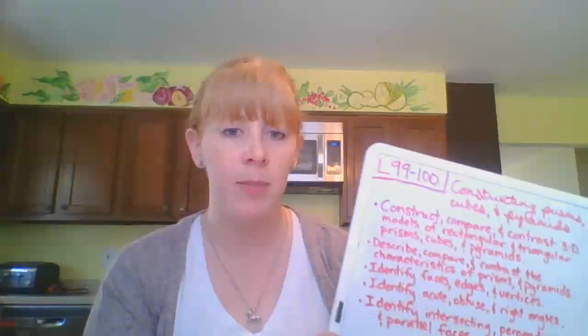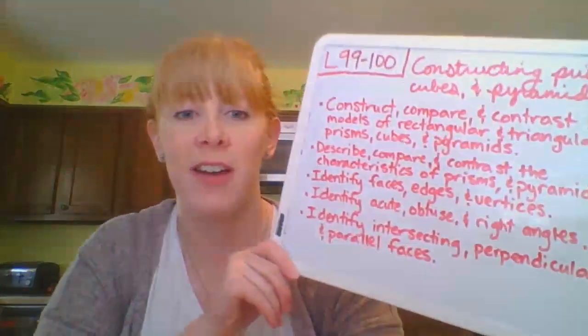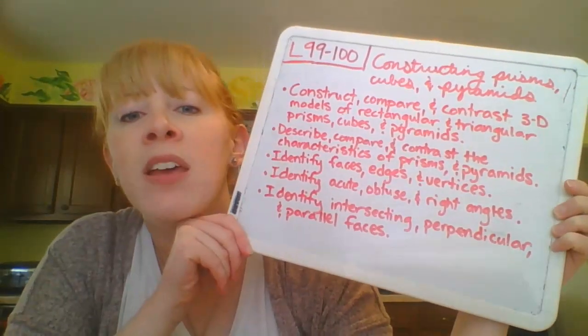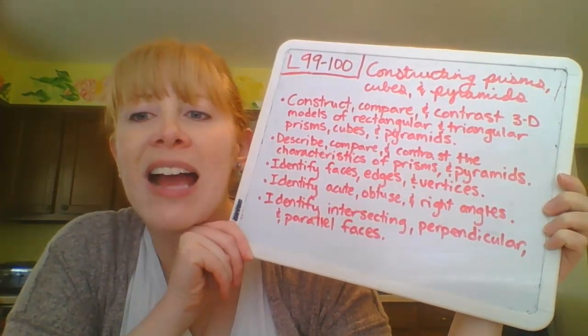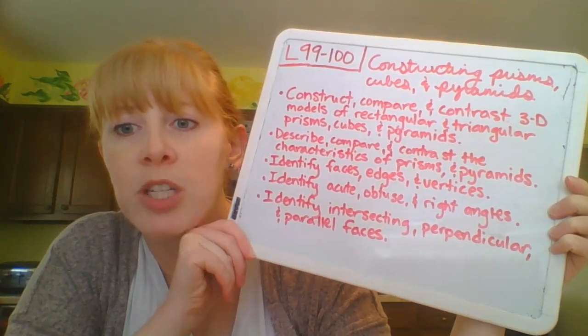Hi, third grade. We are going to continue talking about geometric solids, but this time we're going to get to construct some of them on our own. So we are combining lesson 99 and lesson 100 today because they flow really nicely with lesson 98 from yesterday. It looks like a lot of objectives, but I promise this is going to be a really fun lesson for us. So lesson 99 and lesson 100 on constructing prisms, cubes, and pyramids.